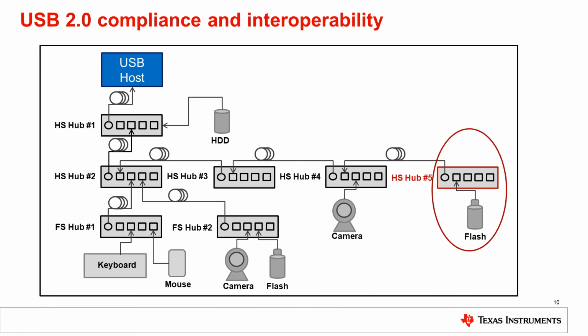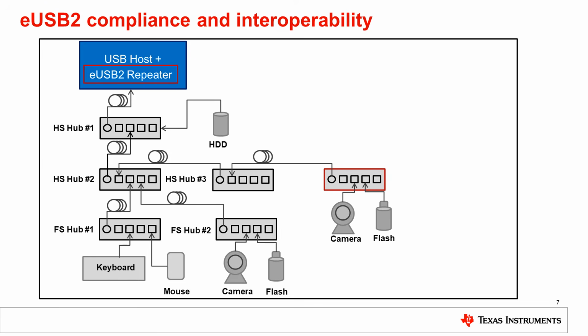The tree also has a variety of different hubs and devices connected. The devices connected are a blend of high speed, full speed, and low speed, and they support a mix of isochronous and asynchronous traffic to verify system interoperability and backwards compatibility. So in USB 2.0, there are up to 5 tiers of hubs possible. If you have an eUSB2 repeater, that would count as one of those tiers.